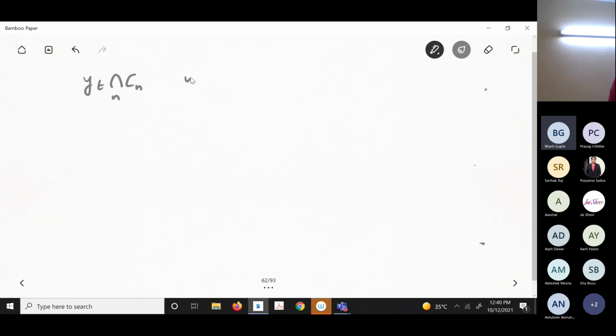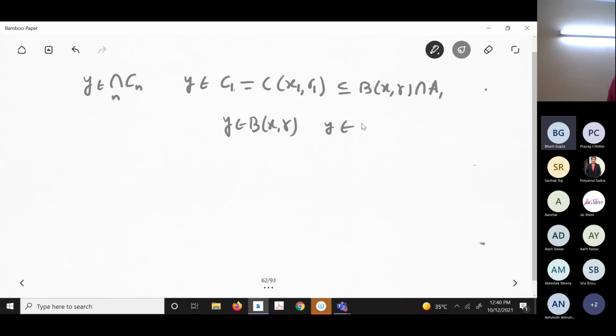Okay. Y belongs to the intersection. So particularly Y belongs to C1. Remember C1 is C X1 R1. But C X1 R1 is what? It is contained in P XR intersection A1. Recall that. C1 is contained in this thing, P XR intersection A1. So this Y belongs here. So in particular you are getting Y belongs to VXR. One part is done, and Y belongs to A1.